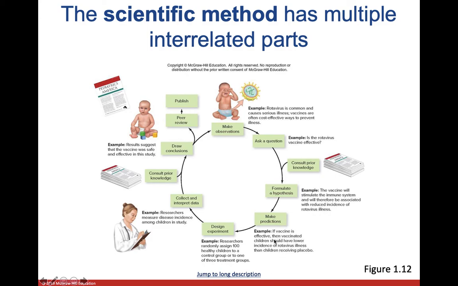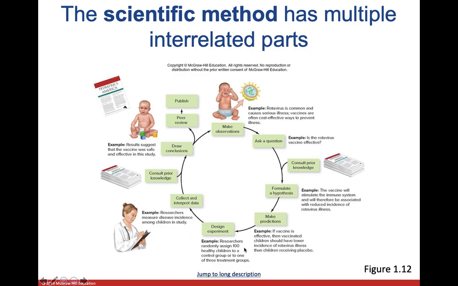If the vaccine is effective, then vaccinated children should indeed have a lower infection rate in rotavirus compared to children that receive a placebo vaccine, a fake vaccine. And that would make perfect sense. If you have a vaccine that works and a vaccine that's essentially just sugar water, and you give it to 100 children, you should see a drastic difference between the children that are vaccinated that get sick versus the children that are not vaccinated and get sick. One should be significantly higher than the other if it really is the vaccine that is causing these children to not get sick. And then you have to design your experiment.